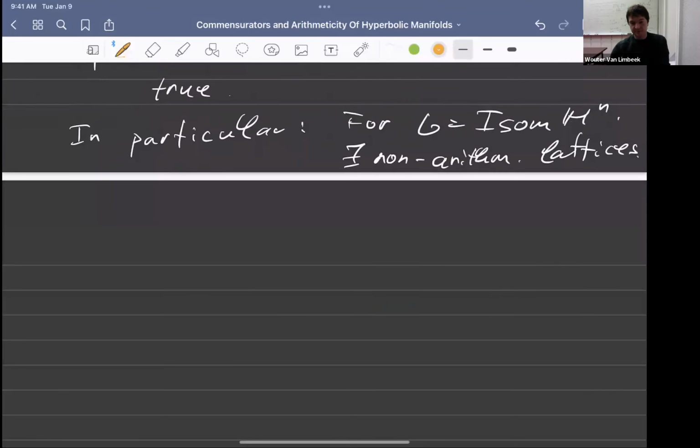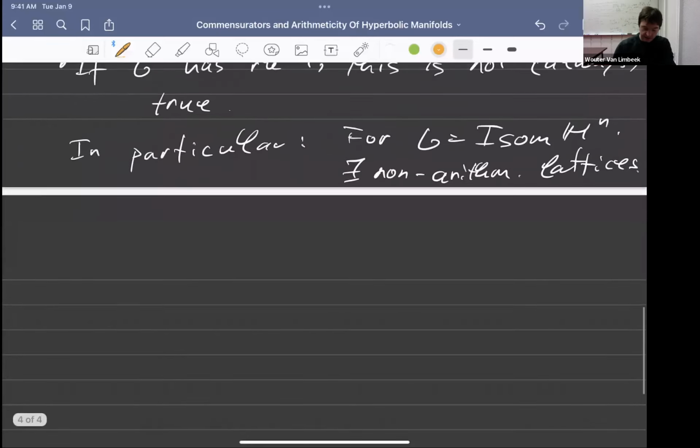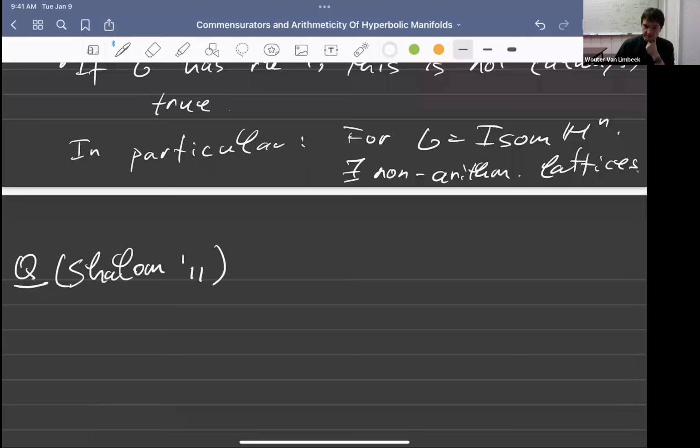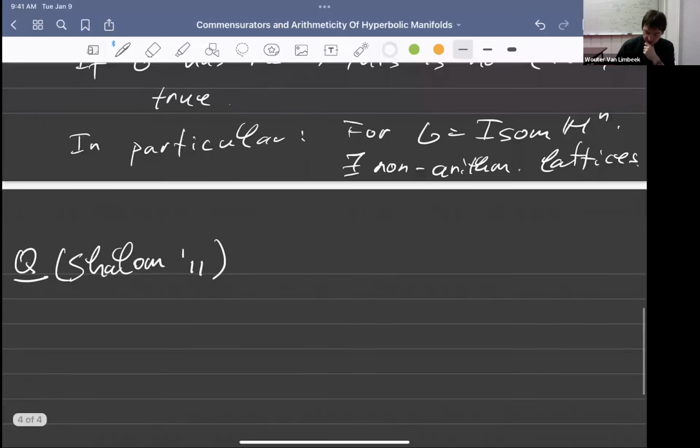So the question has been answered. But now after that, for a while, nothing. But eventually there was the following question. This is due to Shalom, though I'm not actually sure of the history of this question, but the first time it appeared in print was in 2011, although I think it's been around before. And Shalom asked, what if gamma is not a lattice?